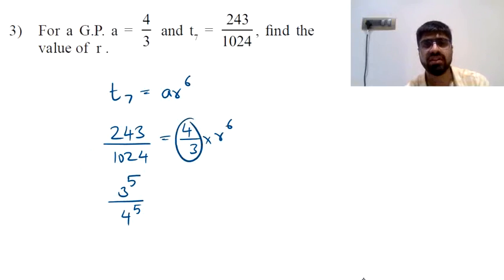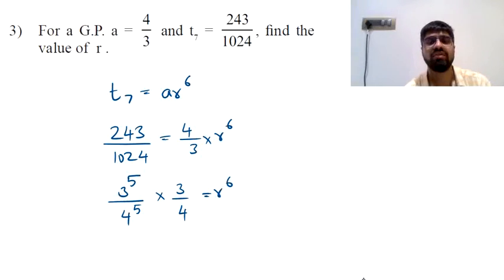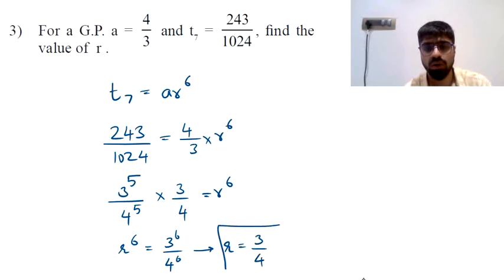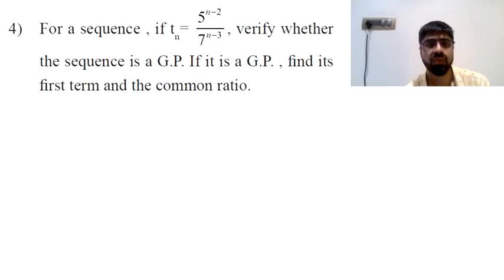And that 4 by 3 from the right, when it goes on the left hand side, is going to become 3 upon 4, and that will be r power 6. So we have r power 6 being written as 3 power 6 upon 4 power 6, which tells you that the value of r will either be plus or minus of 3 by 4. Just taking the positive term for now, r is being taken as 3 by 4, and that's how we are answering the third question.